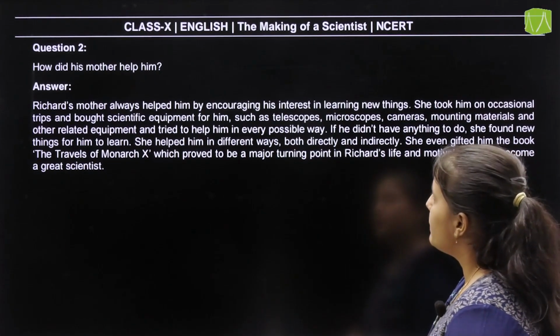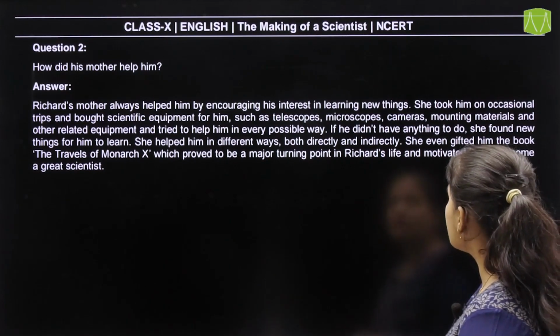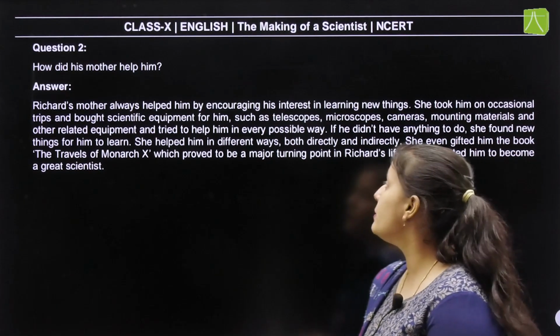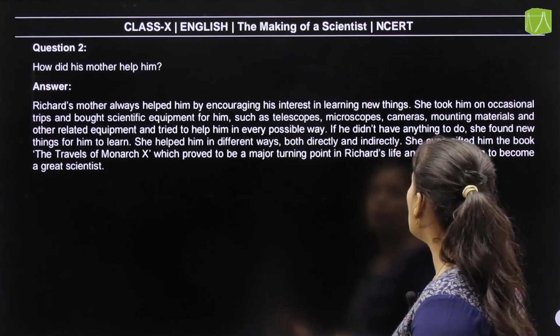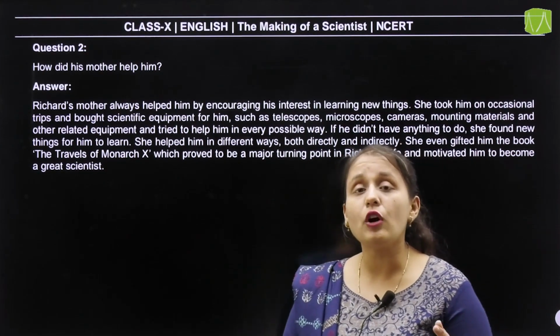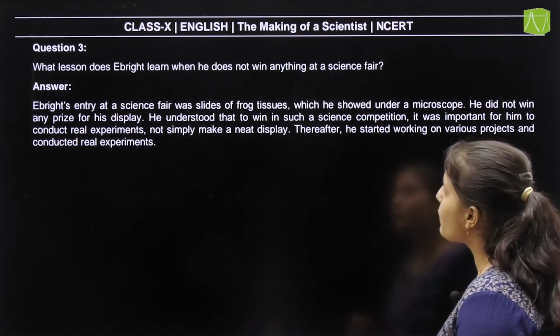How did his mother help him? Encouraging his interest in learning new things. She took him on occasional trips. Scientific equipments लाकर दिए थे उनकी मदर ने उन्हें, telescope, microscope, camera, mounting material, and she helped him by giving him that book of the Traveler's Monarch. So you can mention all these points.